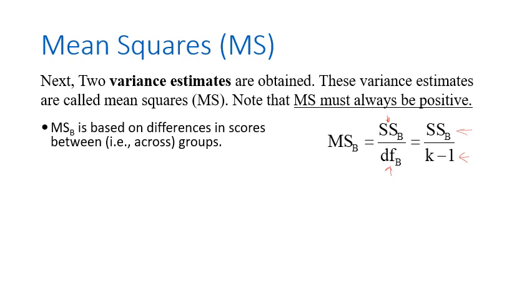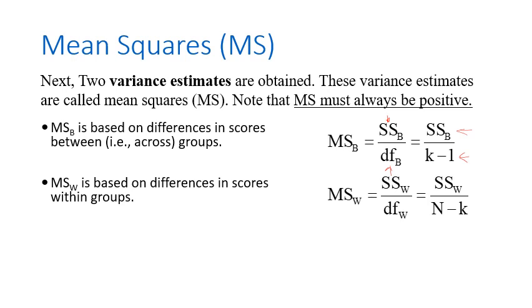So you take that sum of squares between that you calculated and divide by k minus 1 to get our mean square between. As I said, the hardest part of ANOVA is calculating the sum of squares. These are just very simple steps you have to do to convert those sum of squares into our final form. Mean square within is based on differences within groups. And again, this is error. So mean square within is also called mean square error. Another way to say mean square within is MSE, or mean square error. So this is the differences within groups.